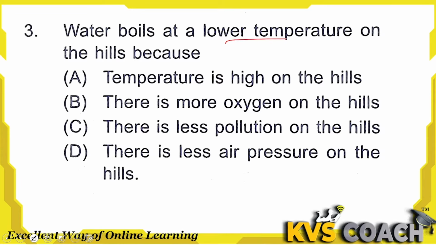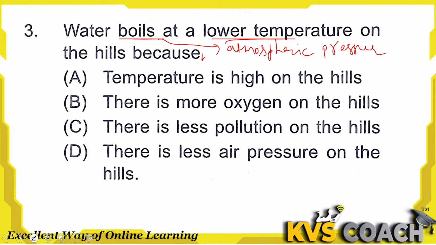Next is, water boils at a low temperature on the hills, because, look kids, the boiling of water totally depends on the atmospheric pressure. Atmospheric pressure is directly proportional to the boiling point. On the hills atmospheric pressure is low, but at sea level it is high. It means that on land the atmospheric pressure is high, but when we go up to the hills, the atmospheric pressure gets low. If atmospheric pressure is low, the molecules require less energy to change into the gaseous state, so water can be easily boiled. It means when we go up, water will boil easily at a lower temperature.